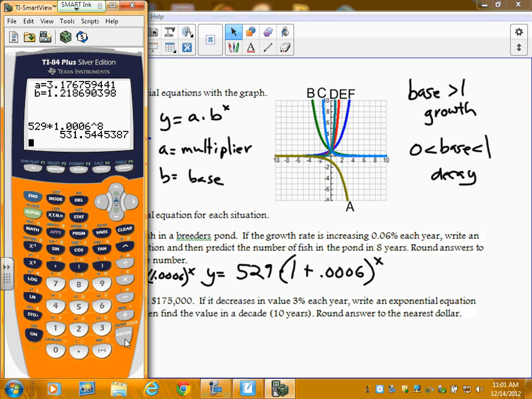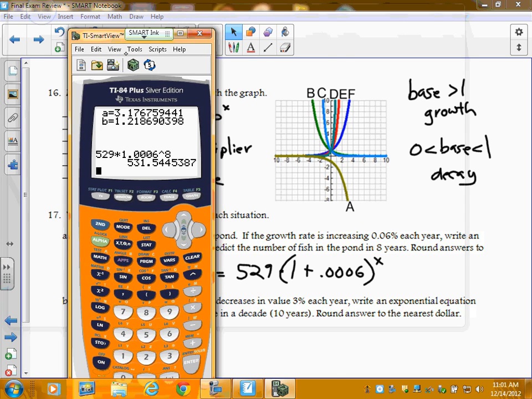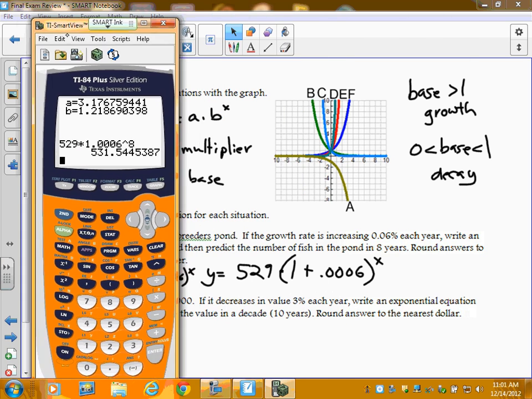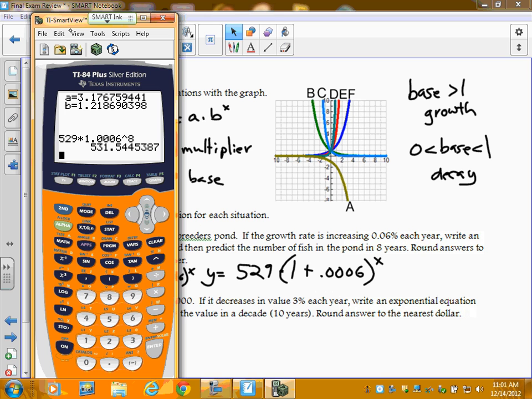So it's 531.54. The question says, round your answer to the nearest whole number. So the nearest whole number would be 532.